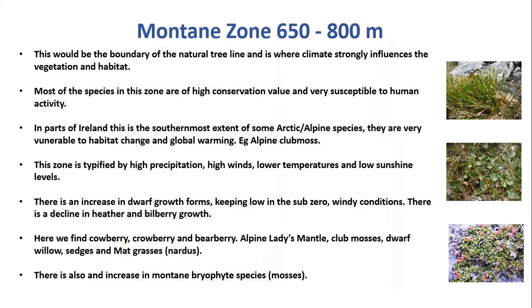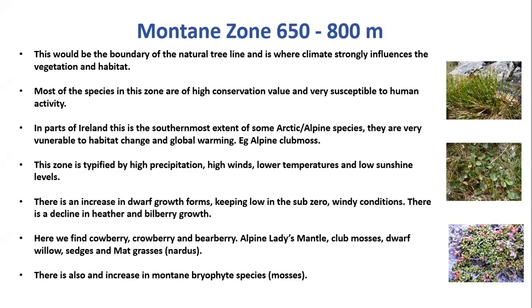Let's move up a bit then into the montane zone. This is a bit higher up now. So we're getting to the zone that would cover most of the mountaintops that we know in Ireland. This would normally be the boundary of the natural tree line, and where climate starts to strongly influence the vegetation and the habitat that we see. We very rarely in Ireland, I don't think we do anywhere, have a natural tree line anymore. It's all been cut away. But the bottom of the montane zone would represent a natural tree line if there were one.